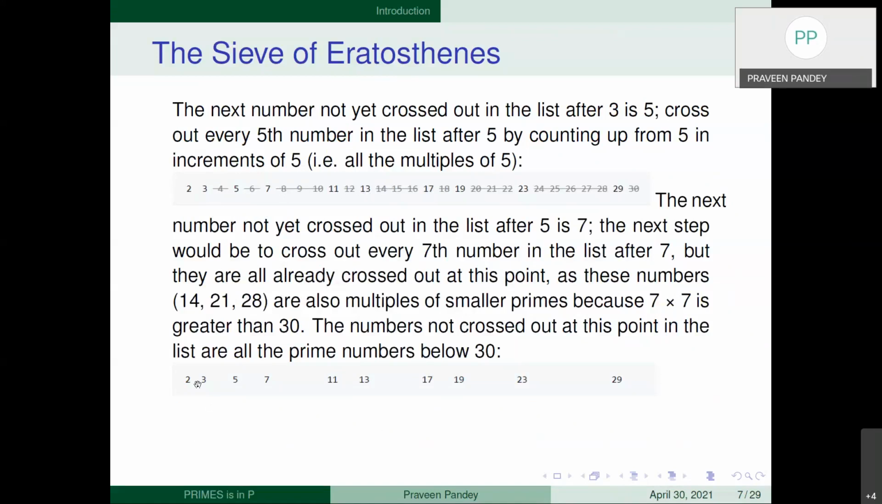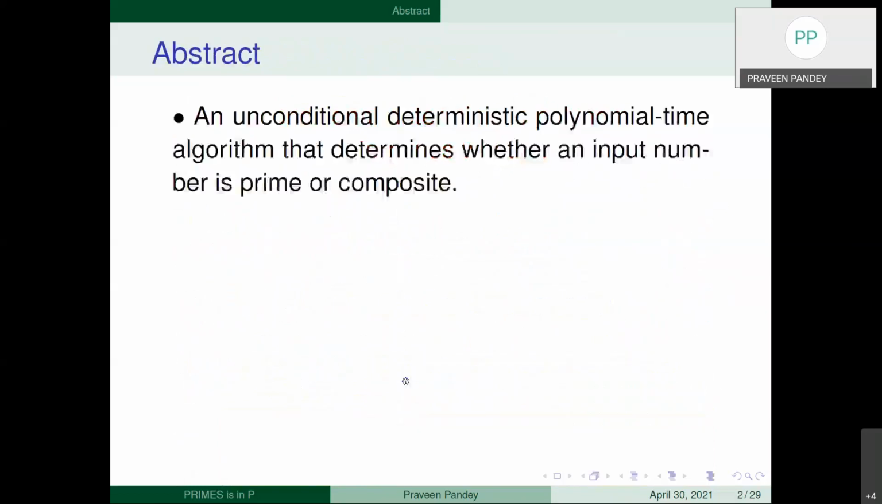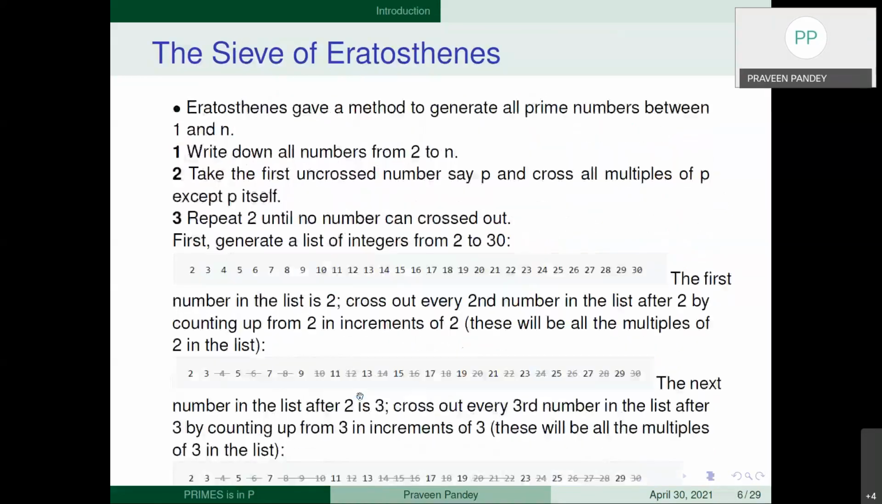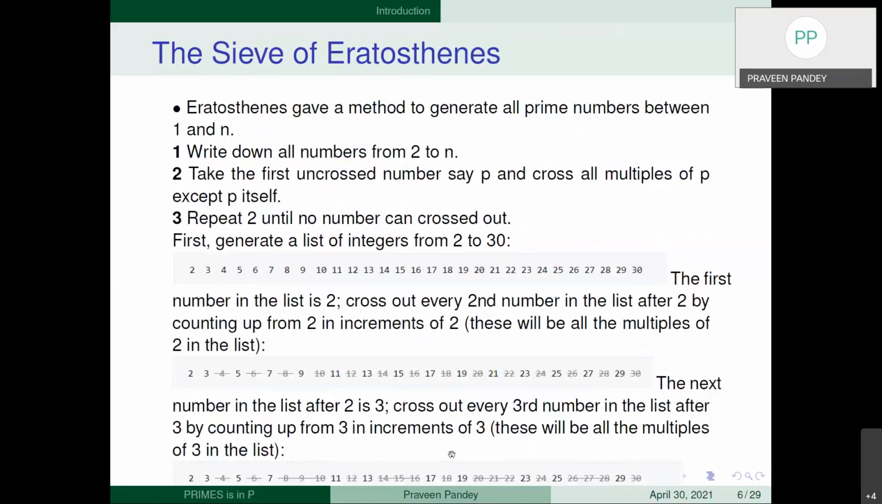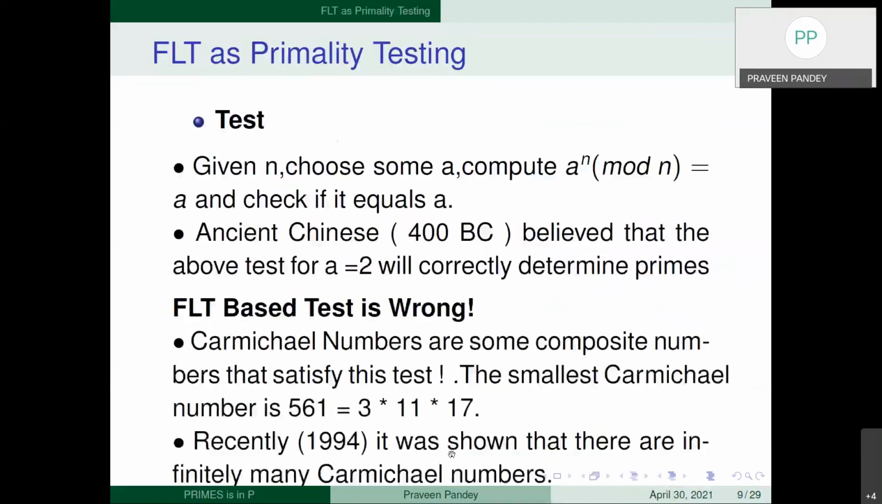So finally, we get the set of all prime numbers as 2, 3, 5, 7, 11, 13, 17, 19, 23, and 29. So our second question is answered. Our question number 4 was: how do we generate all primes less than some given number n? So our question number 4 is answered by the Sieve of Eratosthenes.